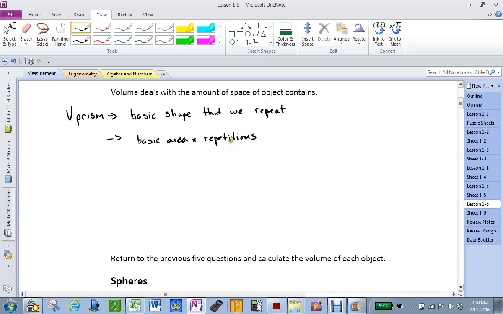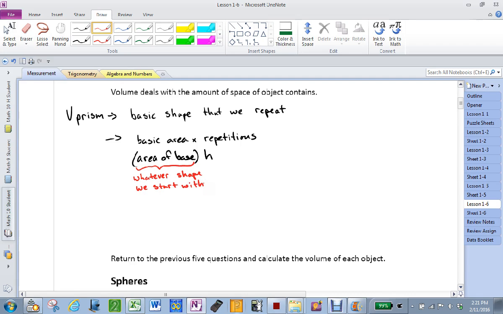So we don't write this. What we actually write is area of base, and the base does not have to be the bottom, multiplied by the height. And when I say the area of the base, I mean whatever shape we start with.